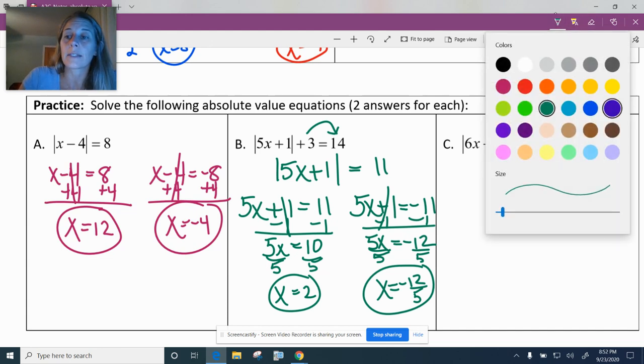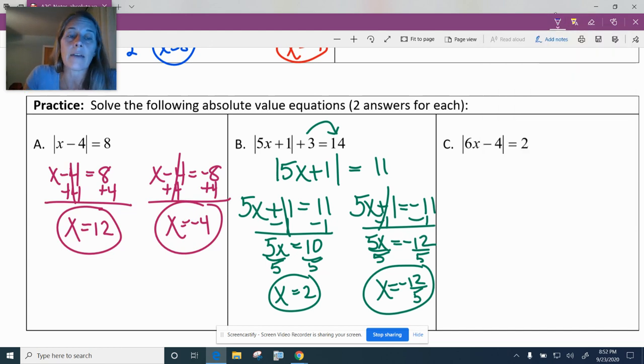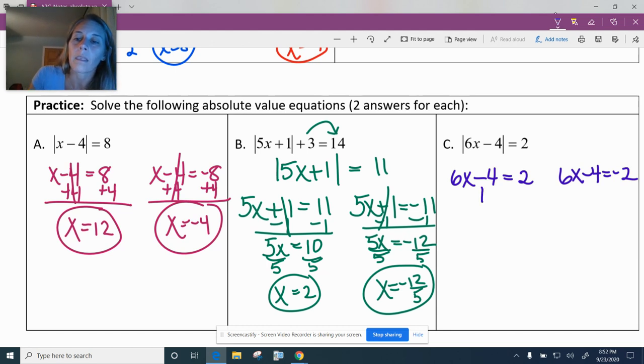Okay, and then our third example, which does not have any number that needs to move over to the other side. So we're simply just going to do the two options. 6x minus 4 could equal positive 2, or that 6x minus 4 inside there could also be equal to a negative 2, because both 2 and negative 2 would be the same distance from 0, just 2. So now we're solving them by adding the 4.